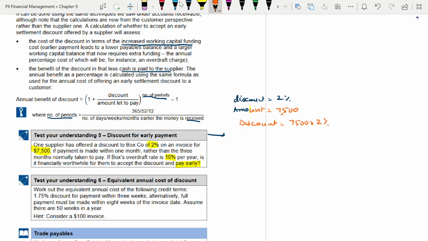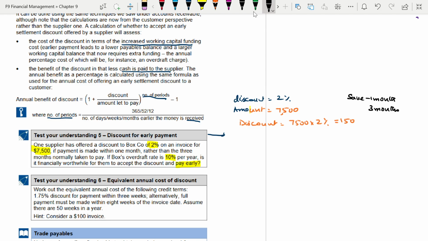It comes to 150. Are you clear about this? It comes to how much? 150. What they are saying is how much you are going to save if you accept the discount, if you pay within 1 month versus if you pay in 3 months. We have to know how much you are going to save if you pay within 1 month, and if you pay within 3 months.